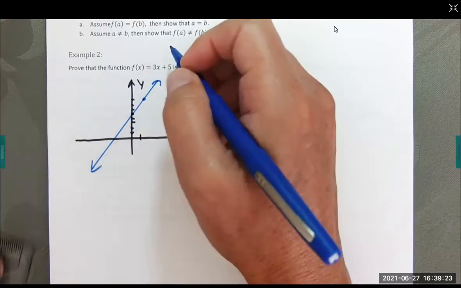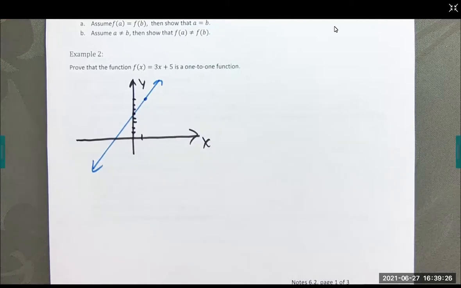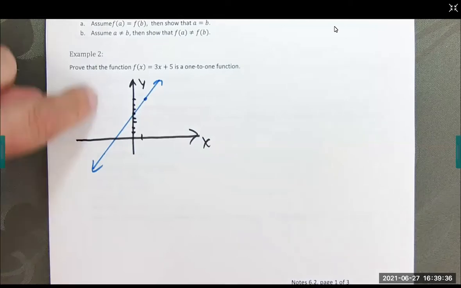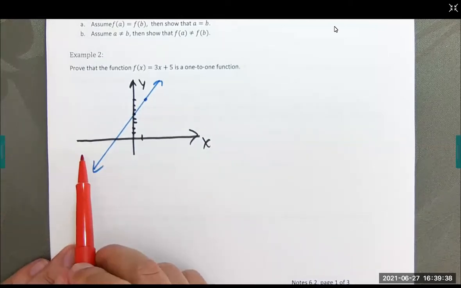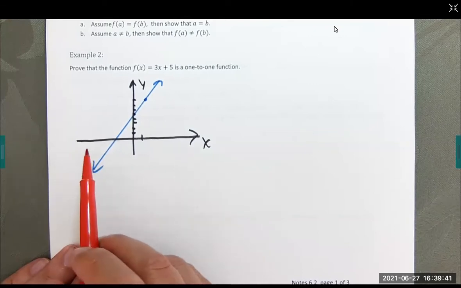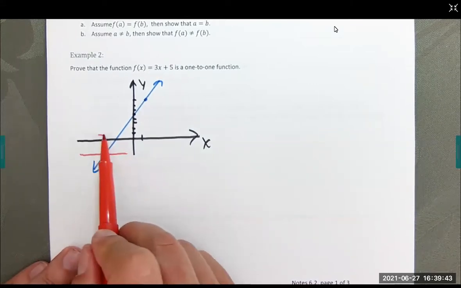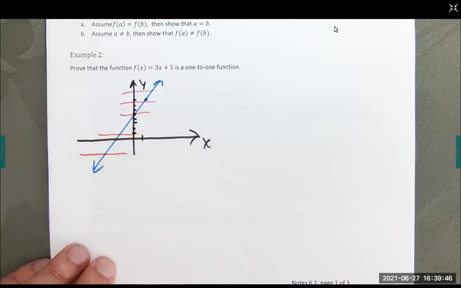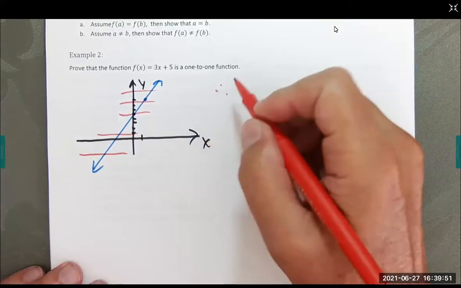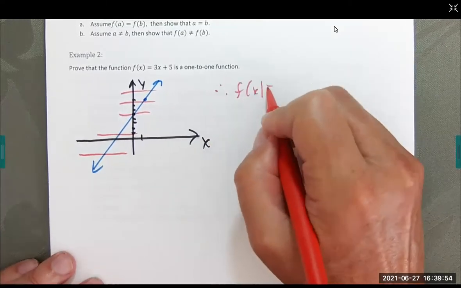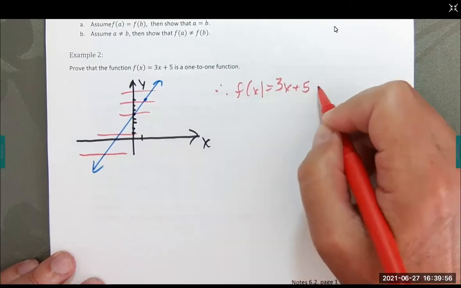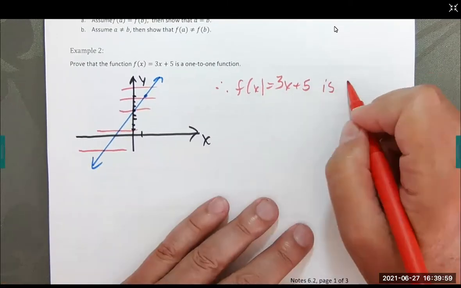And we all know what a straight line looks like, but the big thing here is that when I draw a horizontal line, now you might remember the vertical line test, that's to determine if something is a function or not with vertical lines. But this time we are drawing horizontal lines, and as long as it doesn't cross it more than one time, we're good to go. So there it crosses once, we're good. Every horizontal line can cross the graph no more than once. Therefore, f of x equals 3x plus 5 is, and I'm going to show you the fancy way to do it, one-to-one. That's right.